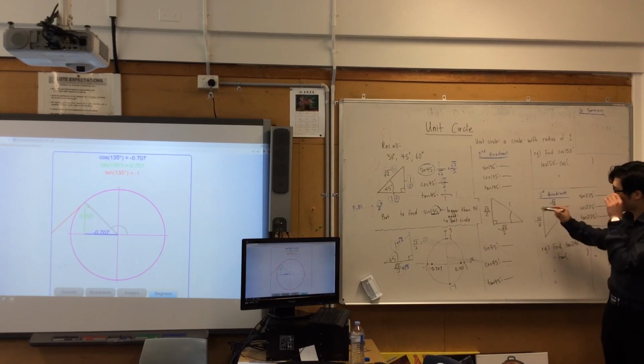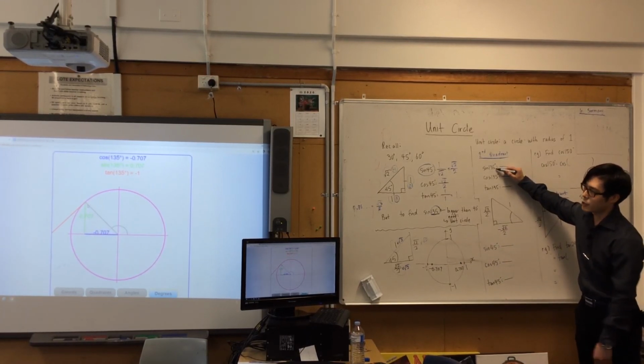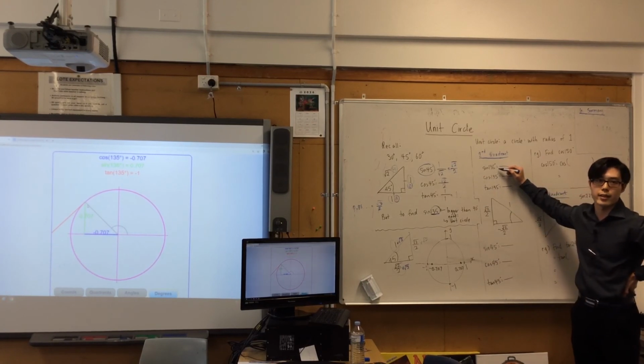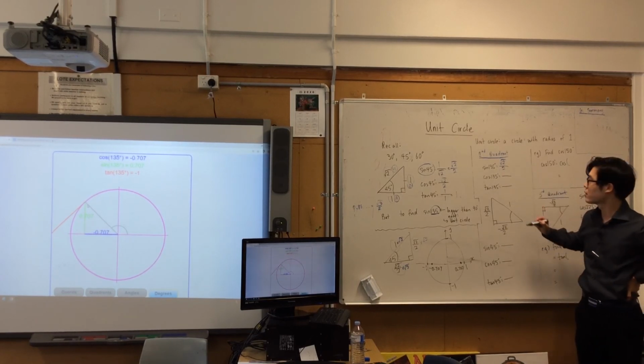From here, firstly, what's the value of sine 135 according to the values you see there? 0.7. What's that as a fraction, or exact value? Root 2 over 2. Yeah. How about cosine?